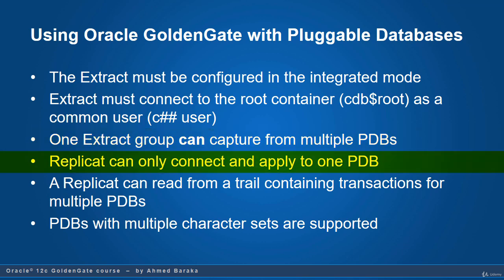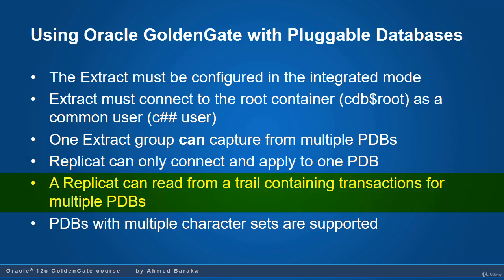At the destination site, replicates connect to the database on a PDB level. Therefore, we must configure a replicate for each PDB involved in the replication. Even if the trail is produced by an extract connected to multiple PDBs, a replicate can read the transactions of only its PDB. We don't have to configure the replicates in integrated mode, but it is recommended to do so.